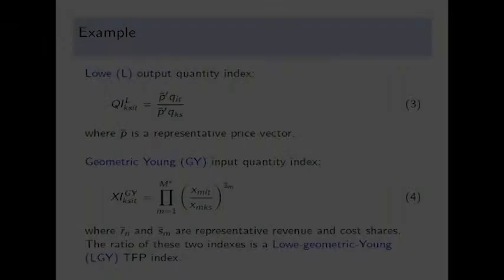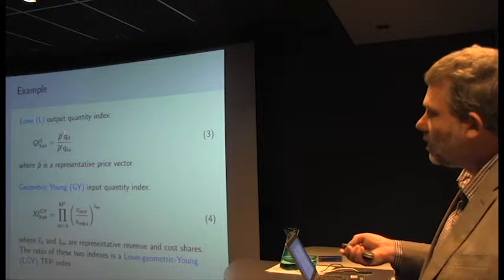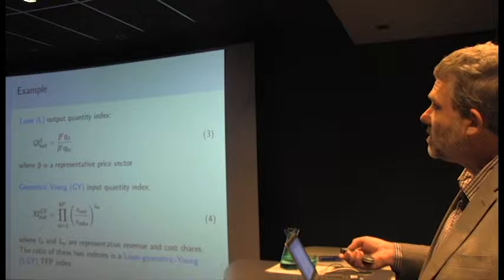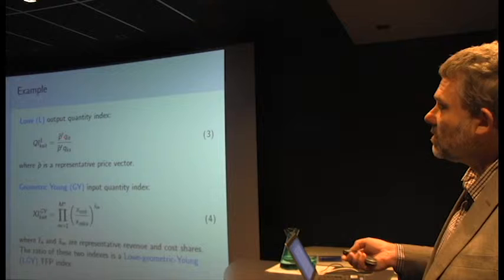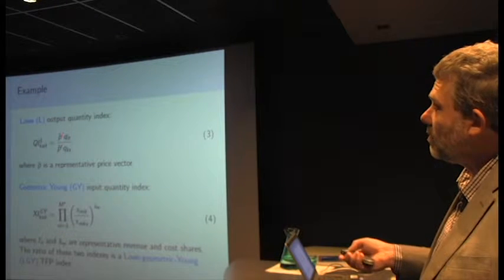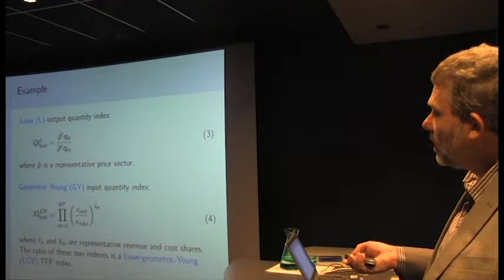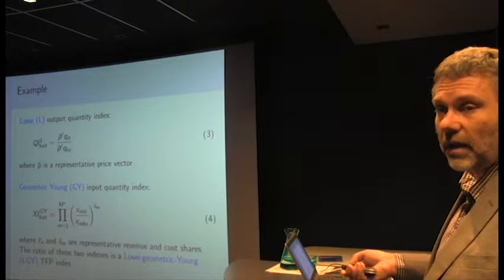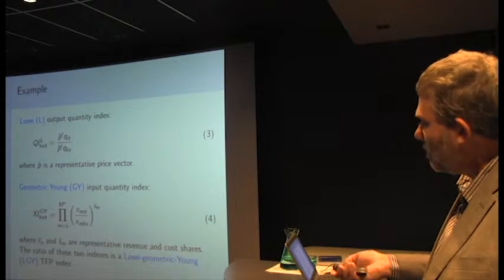Here's a couple of examples. This is an index called a Lowe index, and it's basically an additive type structure. You aggregate the outputs using a representative price vector as, if you like, measures of relative value. That's an additive function with representative prices used as weights. So that's fine. That's a proper output quantity index. Here's an example of another index. This is a geometric Young input quantity index, and this is a logarithmic type aggregation. So that's fine. And the ratio of those two indexes is a Lowe-geometric Young index.